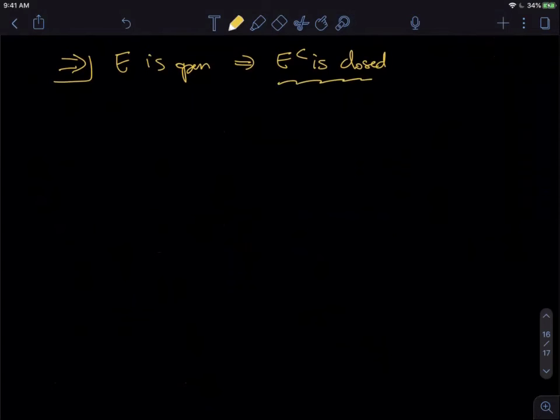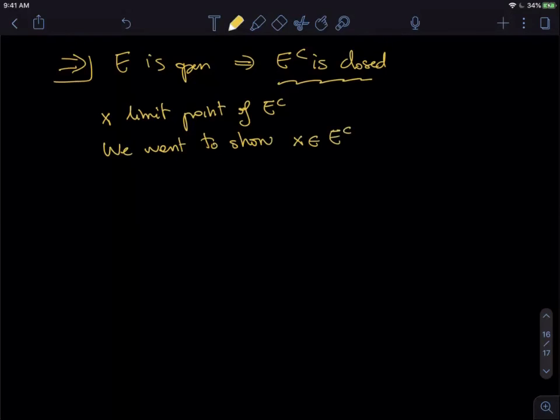Again, what we want to show is that E^C is closed. So we are going to pick X, a limit point of E^C, and then we want to show that X belongs to E^C. Okay. For that, the only thing we can use is that E is open somehow.